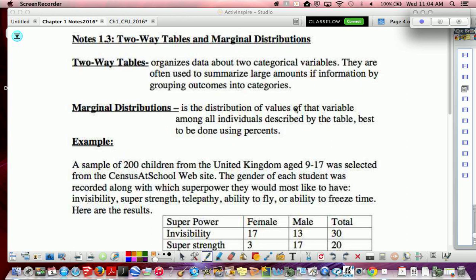So, make sure you have out your green packets and you're at 1.3. We just have 2 pages of notes to do, but we're going to have lots of graphs and a lot more calculations to do today compared to the last couple days.